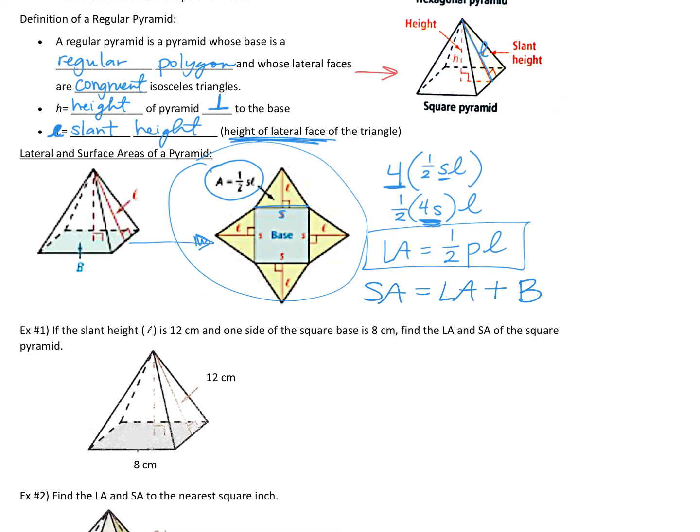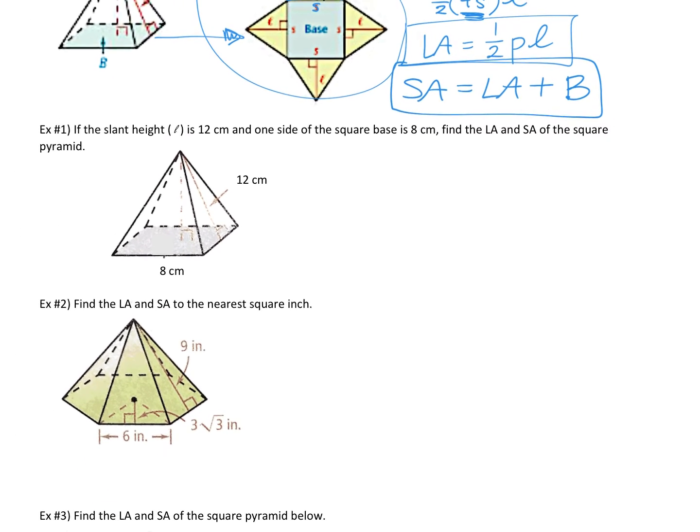Make sure you're using the right formula for the right figure. If it's a prism or a cylinder, 2 bases. If it's a pyramid, 1 base, okay? Keep that straight. All right, so we're just going to use those 2 formulas for the rest of our lesson. Look at example 1 here.